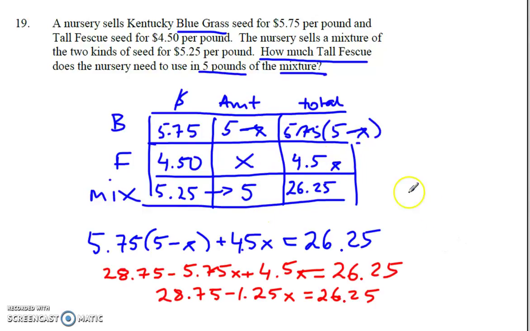Alright, I'm running out of time here, so here are our next steps. We'll take this first column plus 4.5x, and that equals this third one. So that's how I set up my equation. Distributive property gives me 28.75 minus 5.75x plus 4.5x. Combine these like terms, and you get 1.25. Subtract 28.75 from each side, divide by 1.25, you get x equals 2.